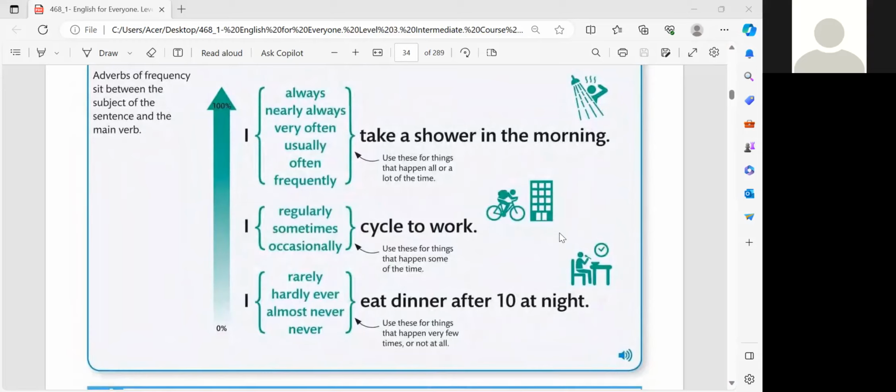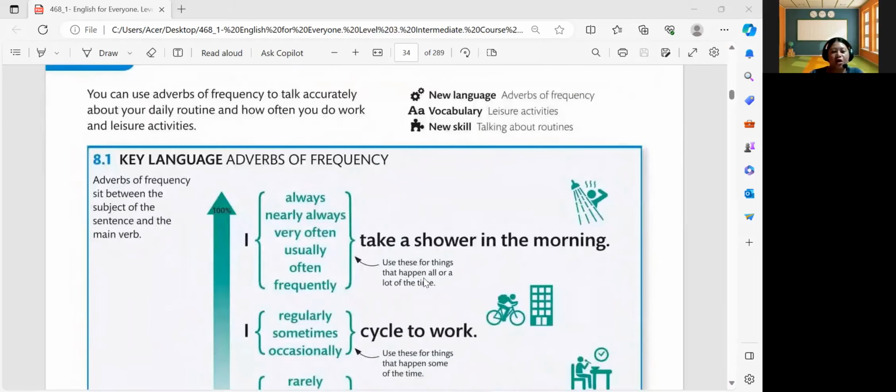How about the second example? Regularly cycle to school. Sometimes cycle to school. Occasionally cycle to school. And the last one. Rarely eat dinner until 10 at night. Hardly ever eat dinner until 10 at night. Almost never eat dinner until 10 at night. Never eat dinner after 10 at night. Right, very good. So those are the examples about adverbs of frequency.